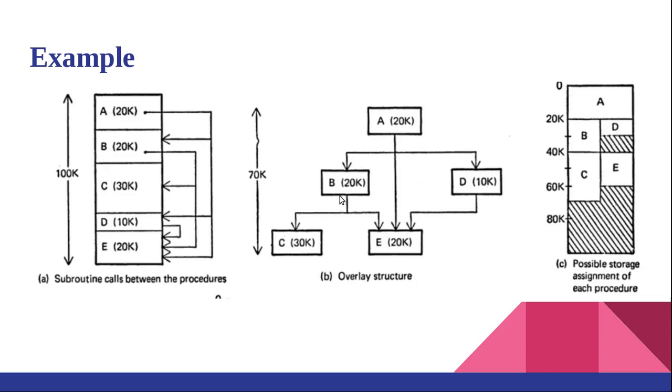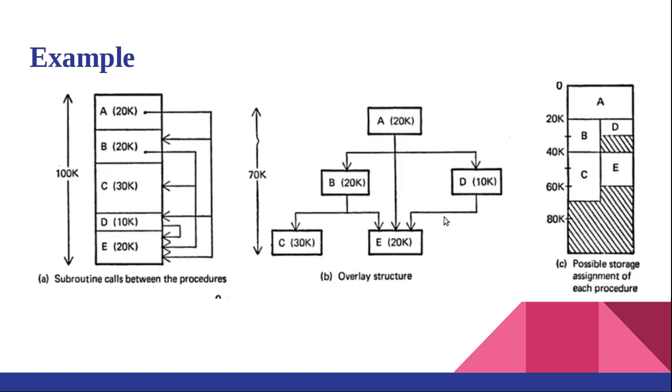When we look at this overlay structure, it is clear that it can be divided into 4 overlays. The first overlay tells the execution of the program, like A calls B, B calls C. That is one overlay. Another overlay will be A calls B and B calls E. Then the third overlay will be A calls E. Then the fourth overlay will be A calls D and D calls E.